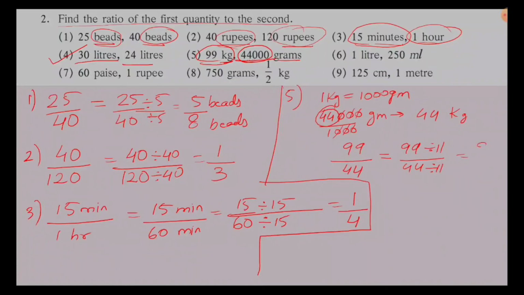99 divided by 11 will be 9 and 44 divided by 11 will be 4. So the answer will be 9 upon 4. Okay, so 9 upon 4 will be your answer. This is how you will be doing the sum.